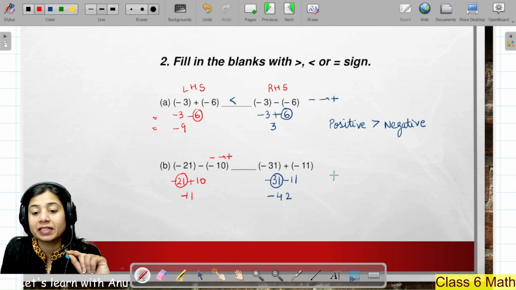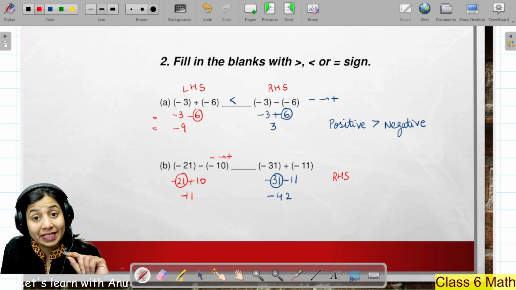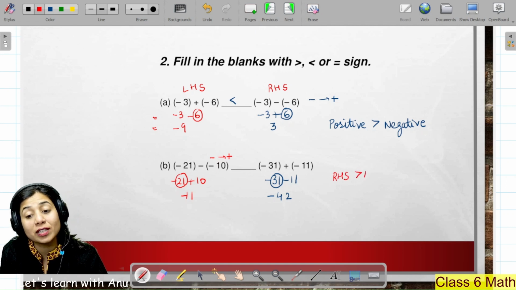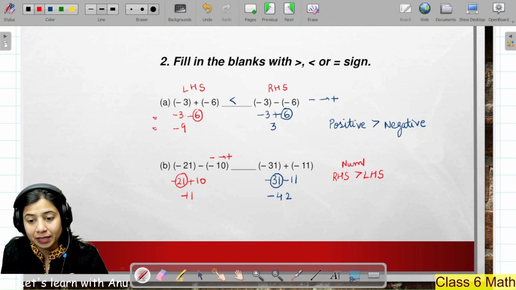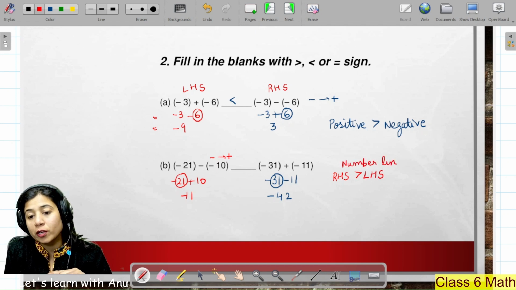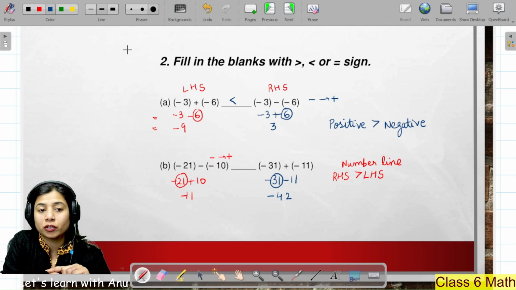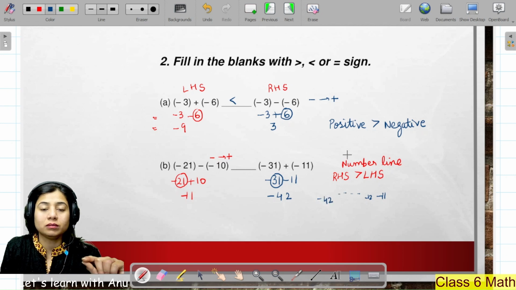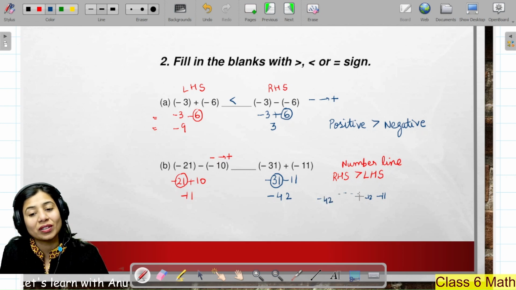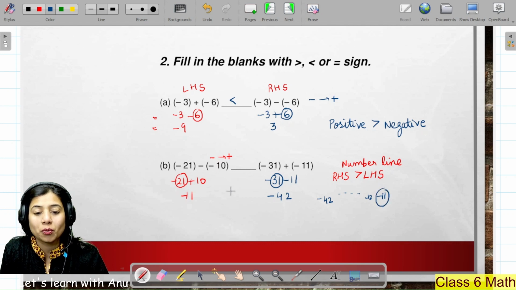Now we have to compare two negative numbers, and if you remember from my previous videos, I explained that a number lying on the right hand side of the number line is always going to be greater than a number lying on the left. This is regarding the number line, right? So if we try to write the numbers on the number line, it will be minus 11, minus 12 and so on, then minus 42. So minus 11 is on the right hand side. So minus 11 is greater.